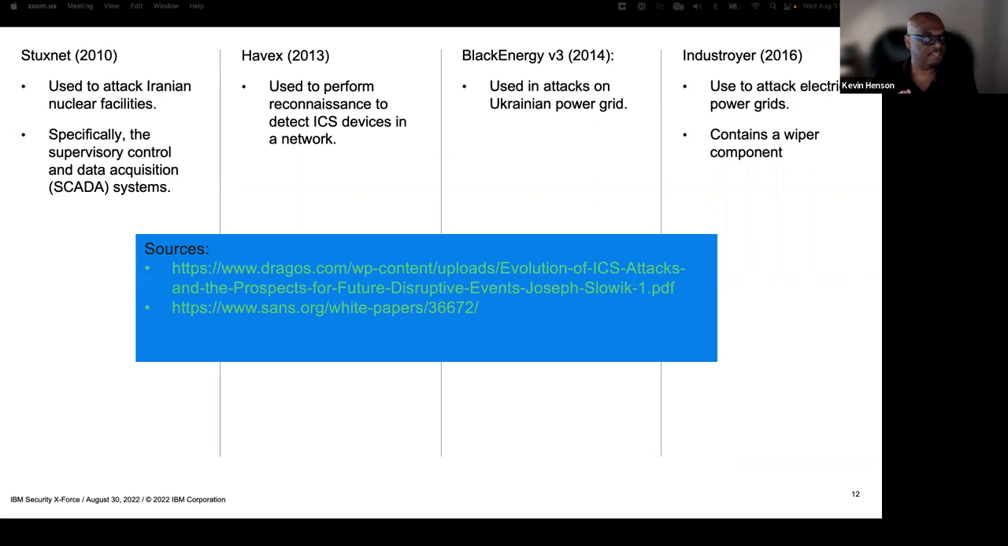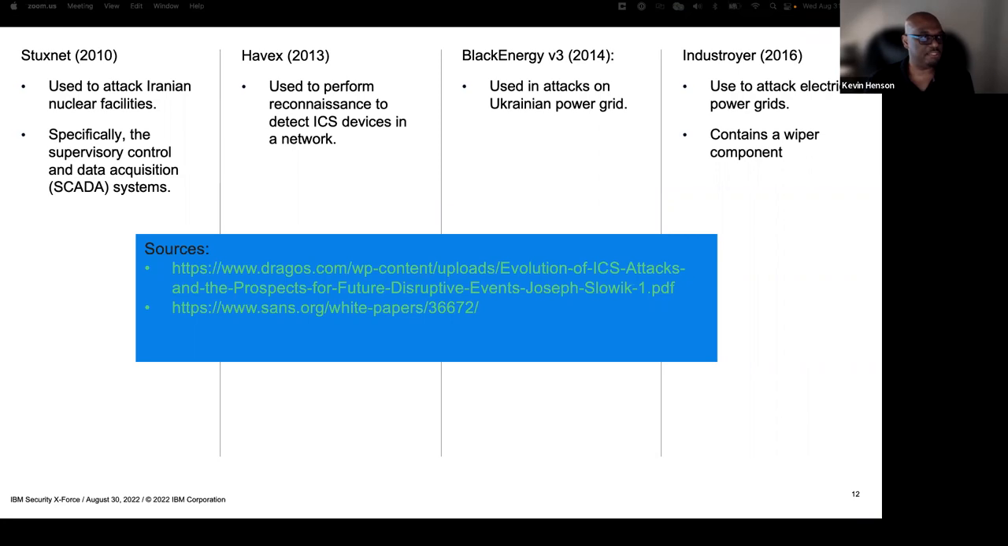Here I have a list of malware that's been used in attacks over the years. The first one is called Stuxnet, a particularly advanced threat that was used to attack Iranian nuclear facilities.